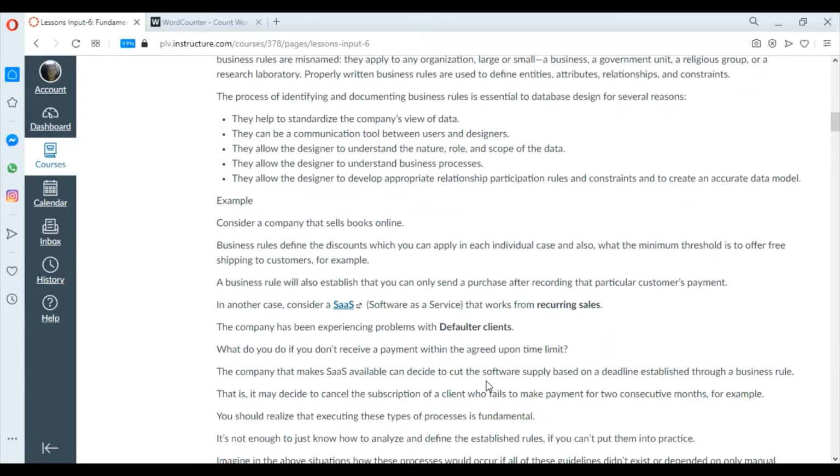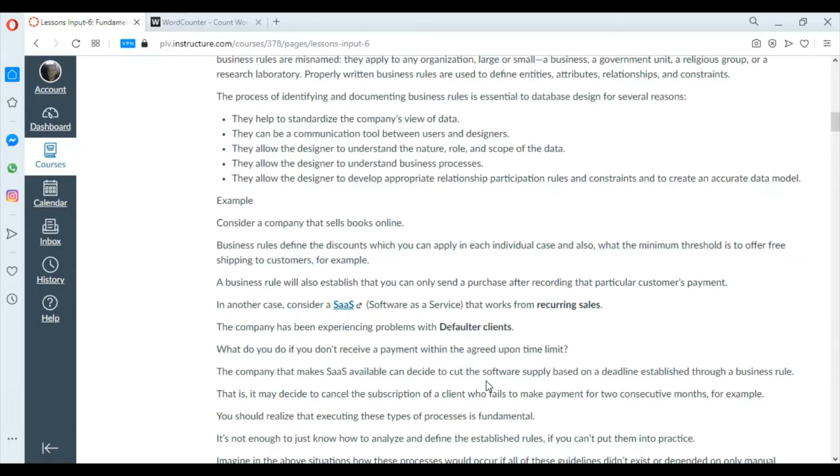For example, consider a company that sells books online. So business rules define the discount which you can apply in each individual case and also what the minimum threshold is to offer free shipping to customers. For example, a business rule will also establish that you can only send a purchase after recording that particular customer's payment. In another case, consider a software as a service or SaaS that works from recurring sales.